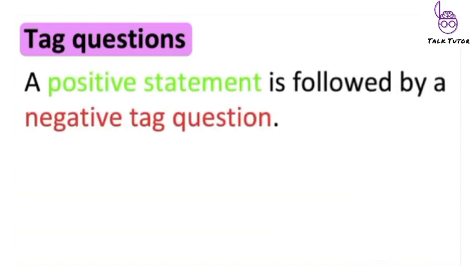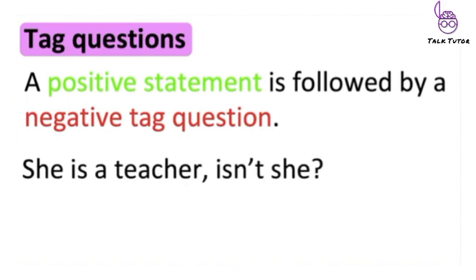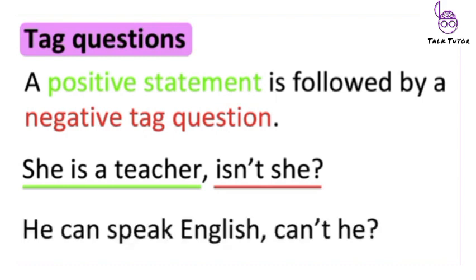A positive statement is followed by a negative tag question. For example, she is a teacher, isn't she? She is a teacher is a positive statement. Isn't she is a negative question tag. He can speak English, can't he? He can speak English is a positive statement. Can't he is a negative tag question.